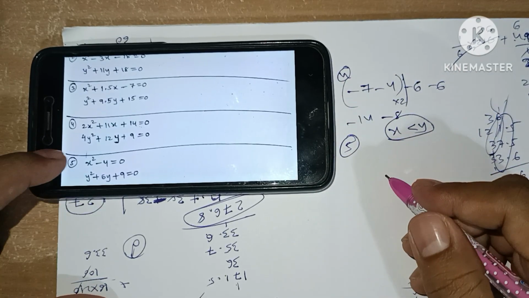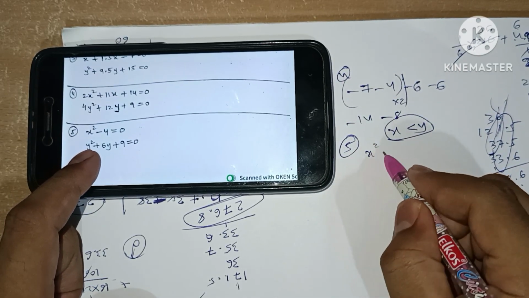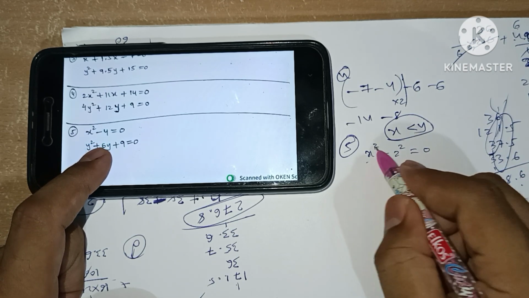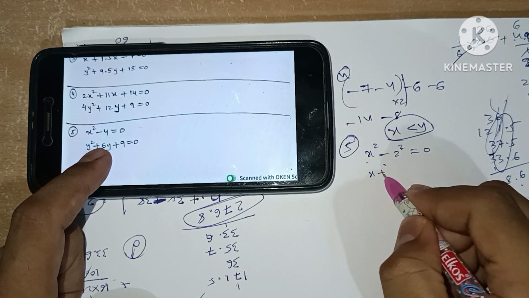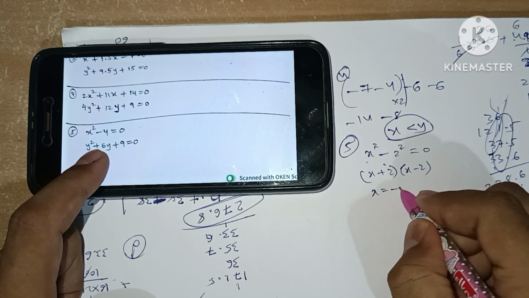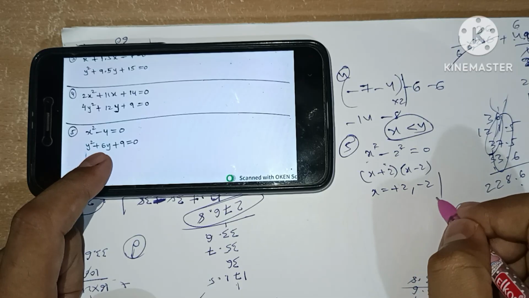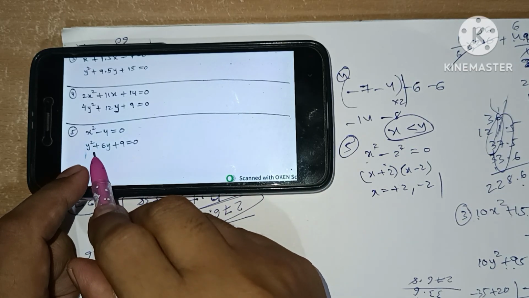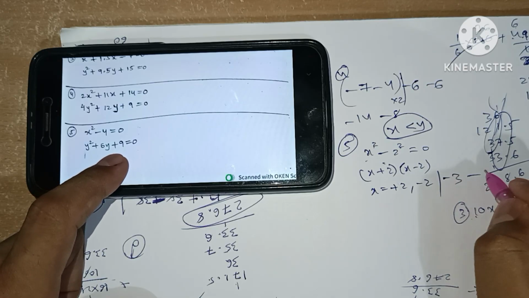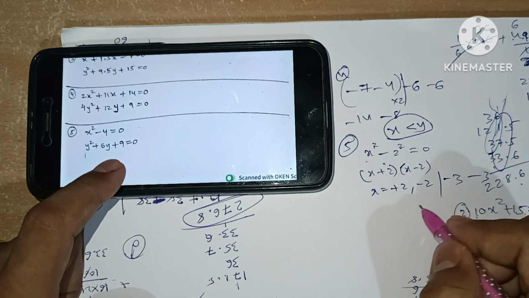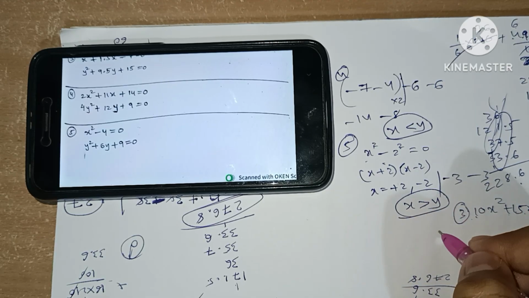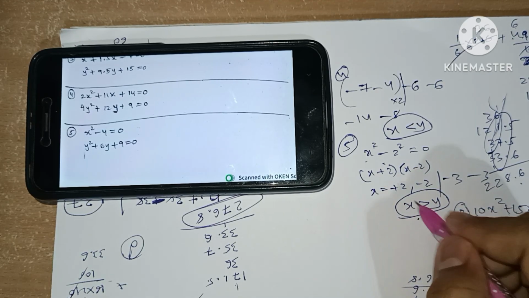Fifth question is x square minus, let's take this as 2 square, equals to 0. It looks like a square minus b square, so it will be a plus b into a minus b. So the answer we get is plus 2 and minus 2 are the roots for x. This one we have plus and plus means minus and minus are the roots. 9 3 times, so these are the roots. Now by comparing these two, it is clear that x is greater than y. So this is the answer for the fifth question.